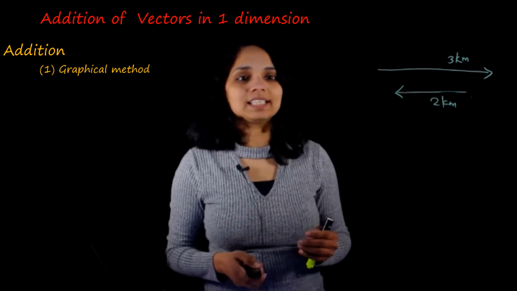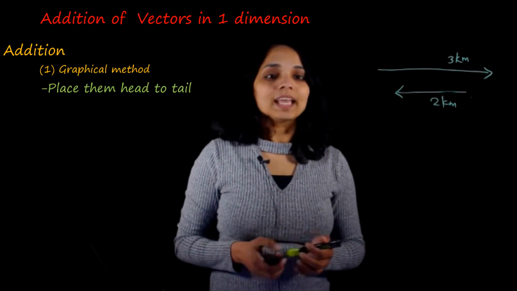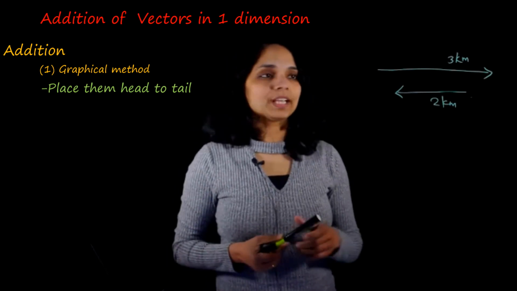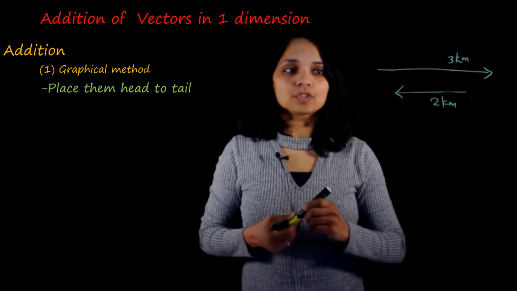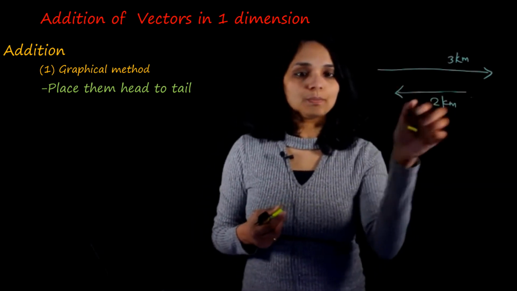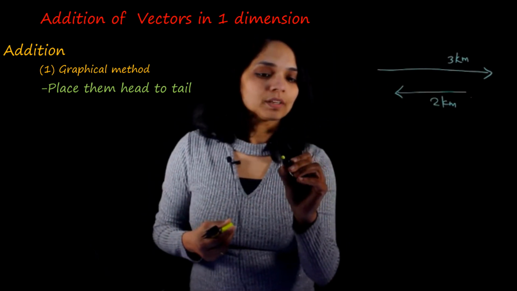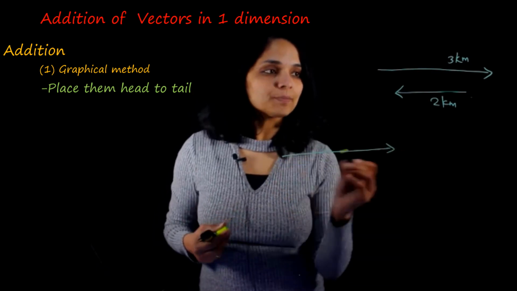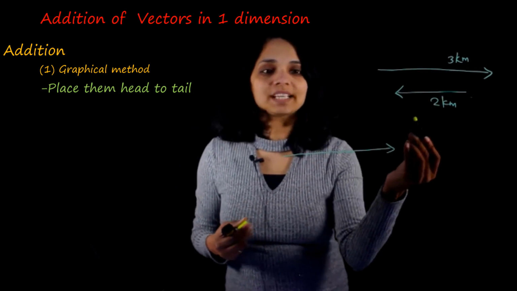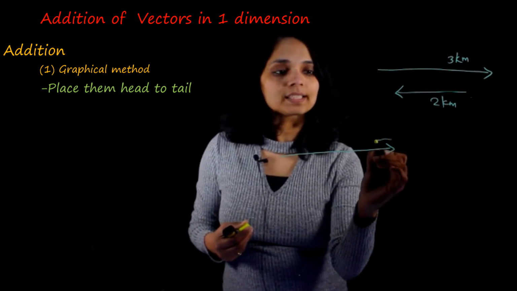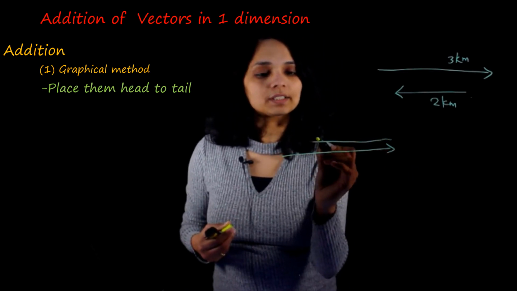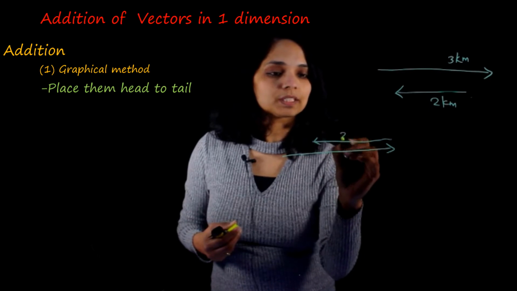The first one is the graphical method. In the graphical method, all you're doing is placing the vectors head to tail. So you place the first vector, 3 kilometers, and then place the second vector head to tail. Start from the head and then place the second vector to the tail, something like this. This is 2 kilometers.